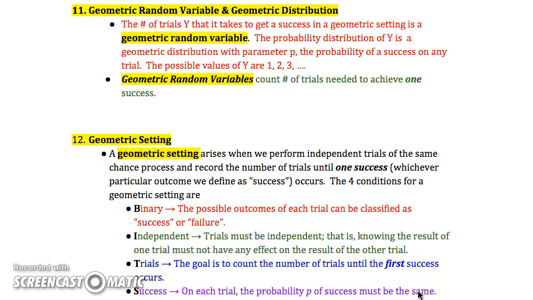Geometric random variables are very similar to binomial, except instead of having a fixed number of trials, we're counting the number of trials it takes in order to get one success. So if we're counting until one success, like the number of times that we'd expect until the basketball player makes one shot, then it's a geometric setting. Notice that the conditions are all the same except for that one about trials. So it still needs to be binary, independent. The probability of success needs to remain the same, but now we're counting the number of trials till the first success. And that's a geometric setting.